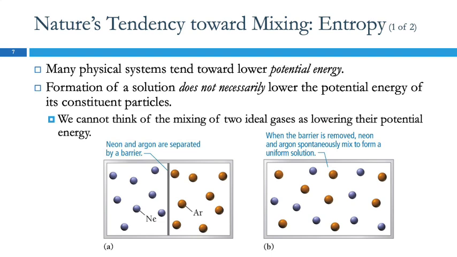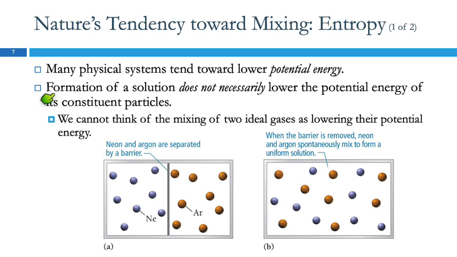Many physical systems tend toward lower potential energy. And this can be a bit confusing, but I think the clearest example is you think about a ball rolling down a hill, right? Why does the ball roll down? Because the potential energy is lower as you get closer to the center of the earth. So many physical systems will move in a direction that lowers their potential energy.